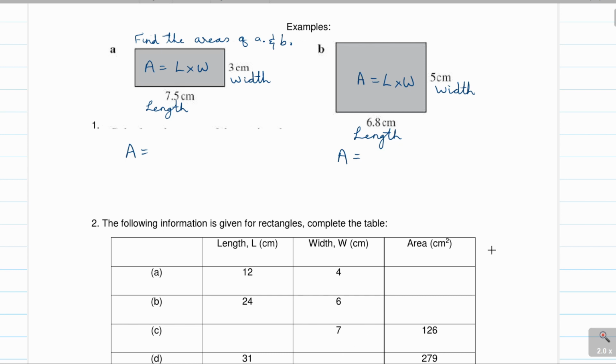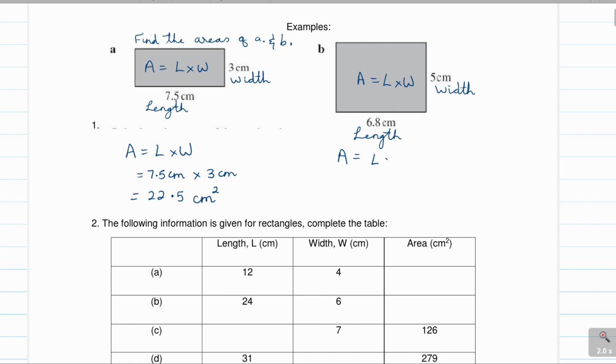Alright, so hopefully you paused and you tried them. Now I'm going to substitute in these values for my length and my width. My length is 7.5 centimeters. My width is 3 centimeters. So my answer should be 7.5 multiplied by 3 will give me 22.5, and my units are, remember we have centimeters by centimeters, so it's centimeters squared.